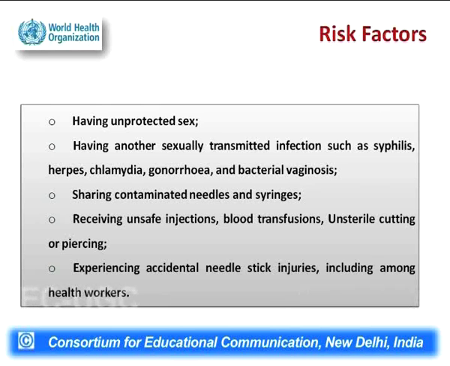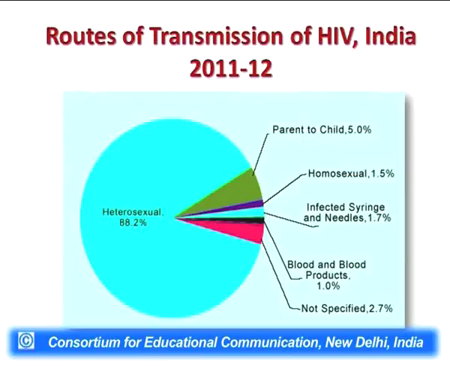The third major criterion is sharing contaminated needles and syringes, which is often found in the case of drug addicts who share contaminated needles and syringes. If a person has HIV, then by sharing his contaminated needle, you will also get infected. So this is a major cause of the contamination. The fourth major risk factor is receiving unsafe injections or blood transfusion. So all these criteria form the major risk factors in the progression and transmission of HIV. In India, it has been found by the latest 2011-12 report that most of the HIV infection is passed on from an infected person to a healthy individual through heterosexual intercourse.